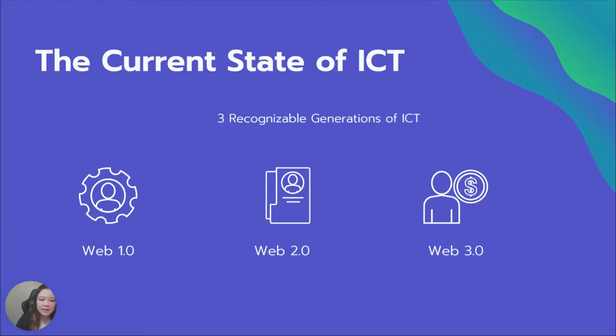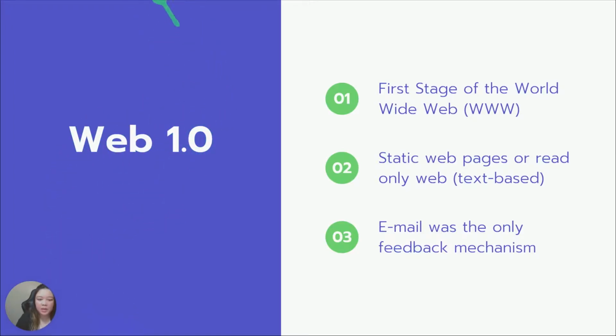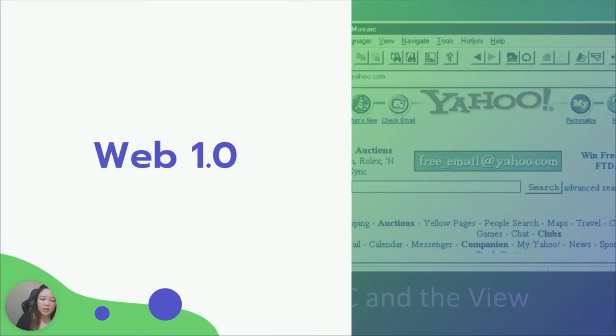So the current state of ICT, or Information and Communications Technology, has 3 recognizable generations: Web 1.0, Web 2.0, and Web 3.0. So first, Web 1.0. This is the first stage of the World Wide Web. And here are some of its characteristics. It has static web pages and is also called the read-only web, or text-based. Email was the only feedback mechanism. So here's an example of a website that belongs to this generation.